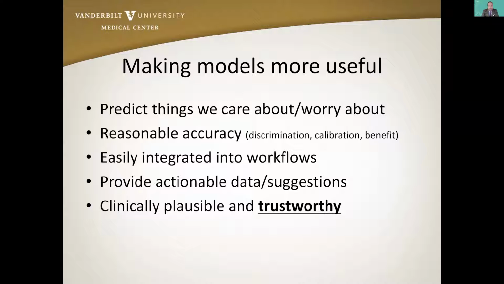The models that are proposed for use need to be reasonably accurate. There are some features of accuracy that I think need to all be examined depending on the proposed use case, whether it's the model discrimination, calibration, or net benefit. You really want models that can be easily integrated into clinical workflows so that they're easy to use when people need them. Ideally, the model can suggest some step that a clinician can take that's reasonably easy to take and that can actually be done in a timely manner.